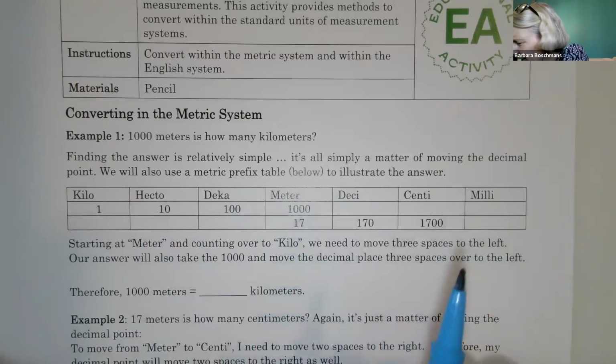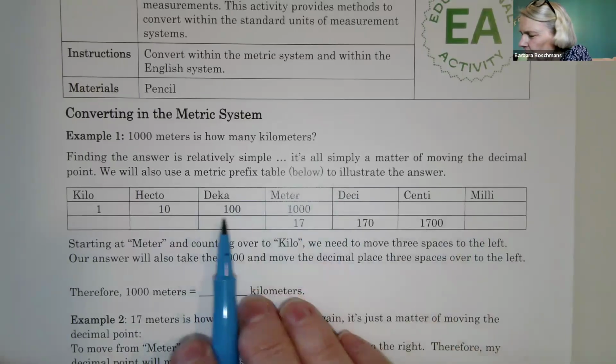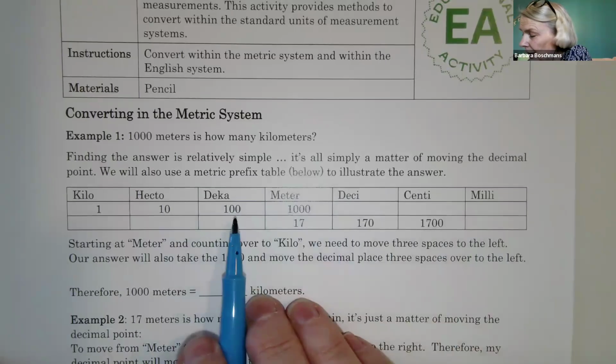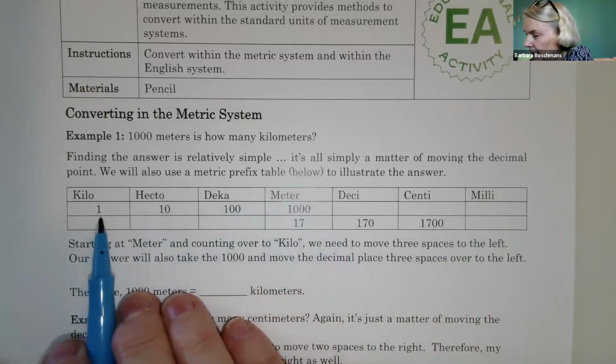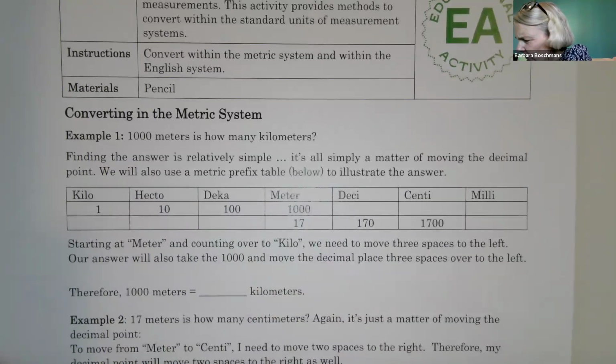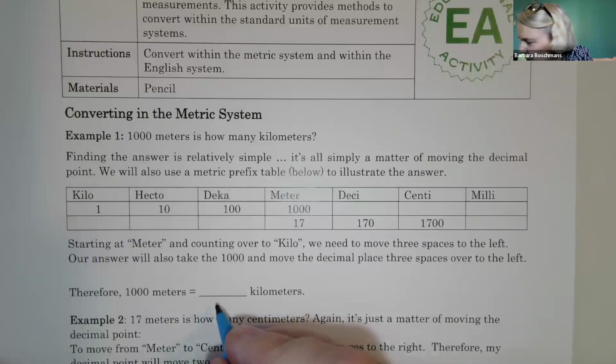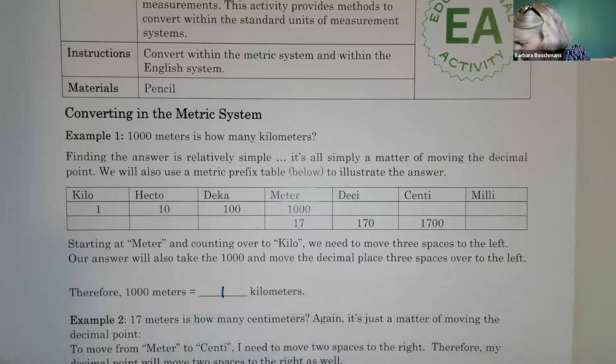So if I have 1,000 meters and I go to the left, I'm going to divide by 10 each time. So it would be 100 decameters, 10 hectometers, and 1 kilometer. If you count over, 1,000 meters is equal to 1 kilometer.